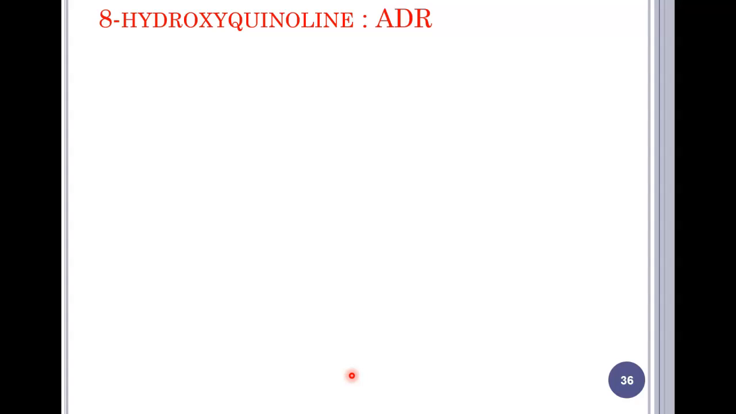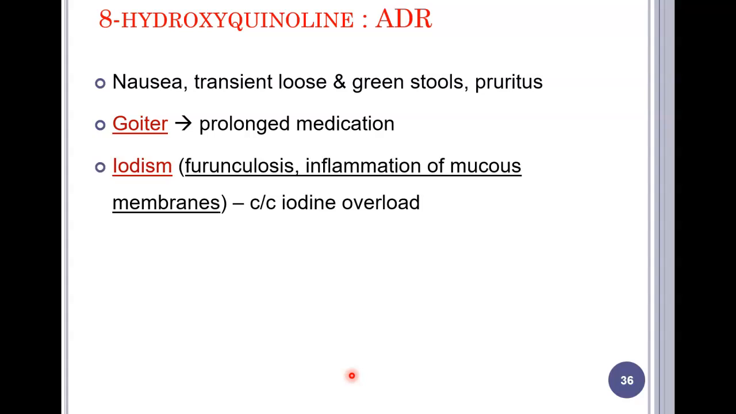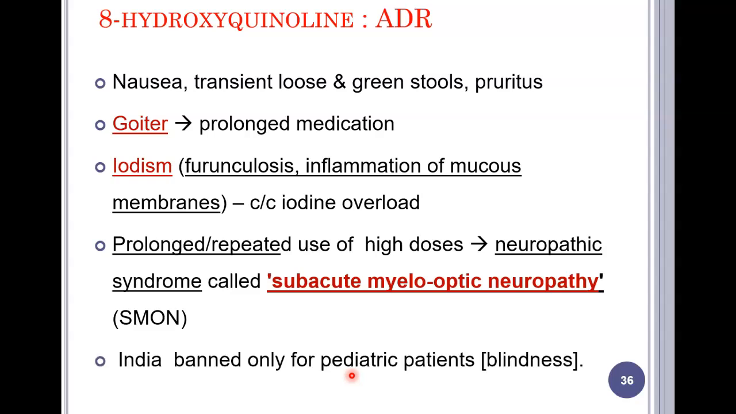8-hydroxyquinolines include clioquinol and iodoquinol. The adverse effects are nausea, transient loose and green stools, pruritus, and it can cause goiter due to prolonged therapy. Iodism occurs. The symptoms are furunculosis and inflammation of mucous membrane. It occurs due to chronic iodine overload, and prolonged or repeated use of high doses causes a neuropathic syndrome, subacute myelo-optic neuropathy, which can result in blindness. So India has banned this compound for pediatric patients because of the incidence of blindness.